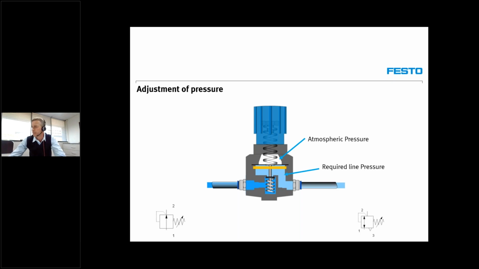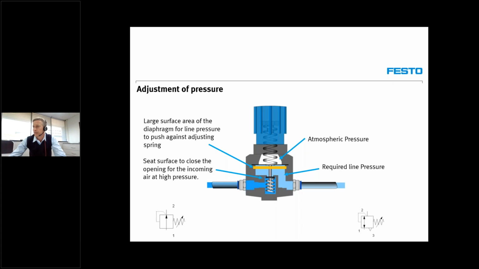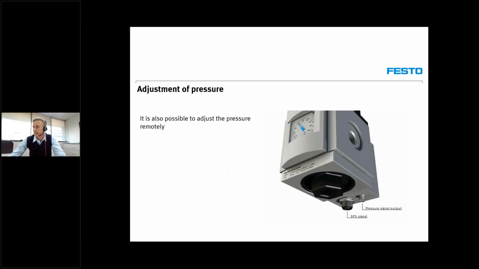There you can see the atmospheric pressure, the line pressure, the surface area for the diaphragm, and the little seat. Now, it's also possible to adjust the pressure remotely with an analog signal from a PLC. You can see there's a set signal and a pressure signal output. This means that the pressure can be adjusted according to the process and at a variable set point. With pressure feedback, it also ensures a closed loop system, which is a lot safer if it's critical.